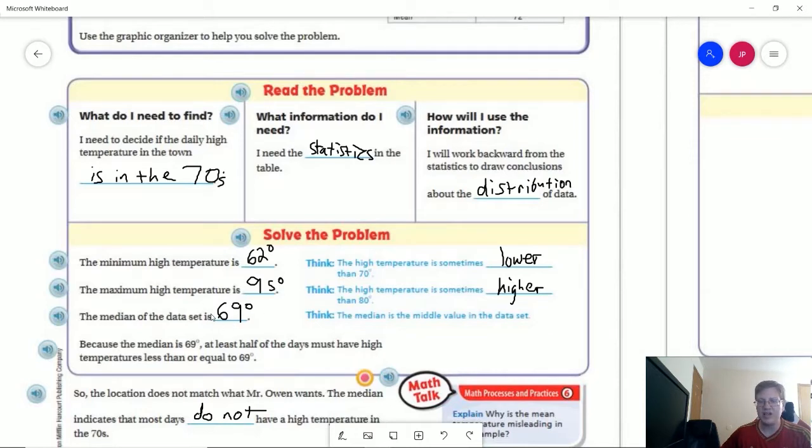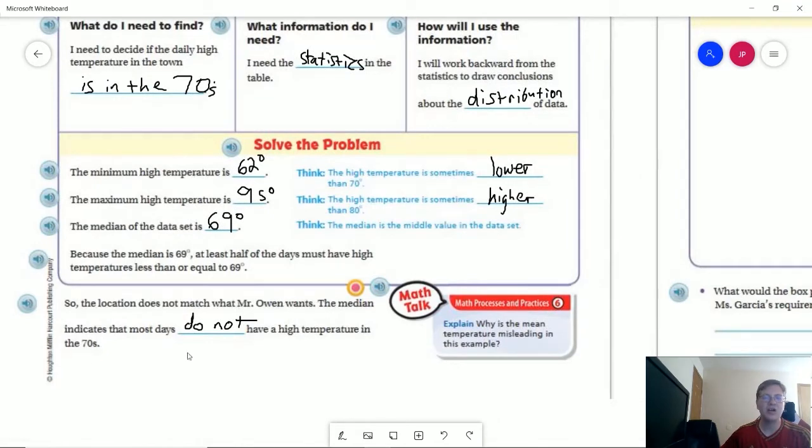And the median of our data set is going to be 69 degrees. And that means at least half of the days, roughly, are going to be less than or equal to 69 degrees. So again, we're really close to being at that half or a little bit over for being 70 degrees, but it's not going to match what our person would be looking for in this problem, even though it's close.